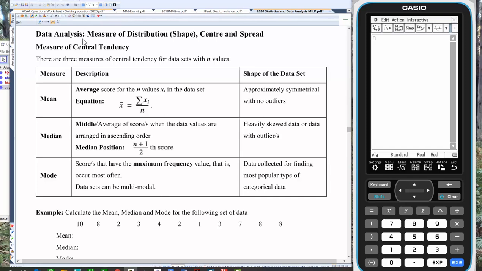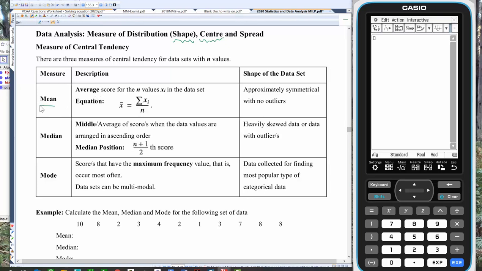What we're going to look at today is performing some data analysis. In particular, we're going to talk about the center of the data and the shape of the data. Both of these things allow us to make certain comments on the data and talk about it a bit further. So let's have a look at center first of all. There's three ways to measure central tendency.